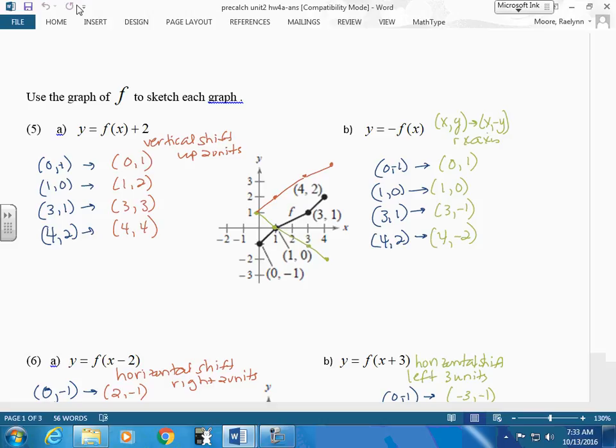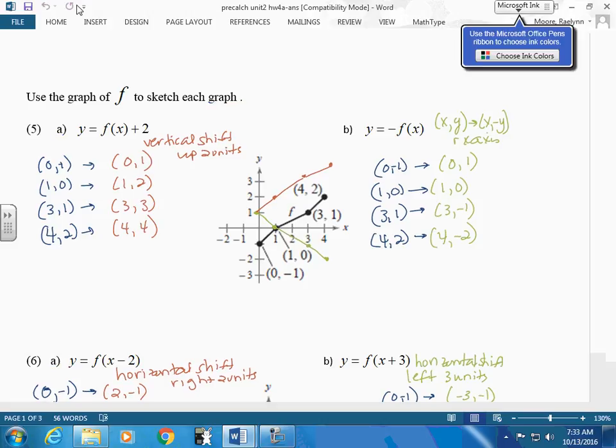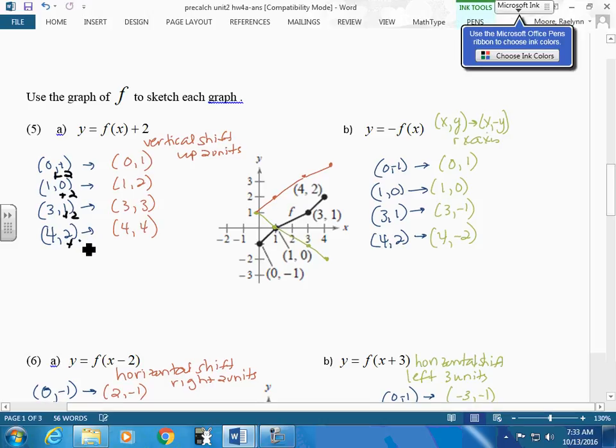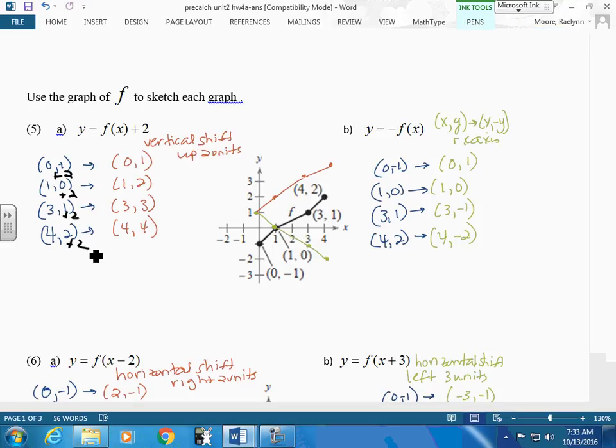If you have a vertical shift, does it affect your x or your y? Your y. So if it helps you, just add 2 under all of these. If you're a nice spatial person, just go up 2 and do it that way. Okay? It kind of gives you a good feel for what your transformation is doing.